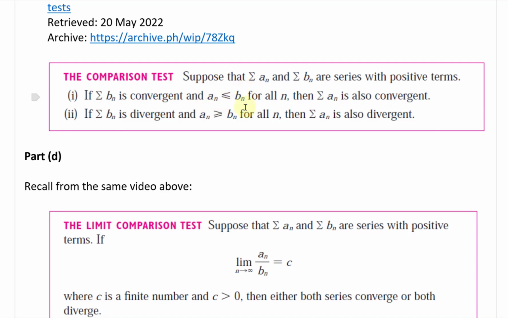The sequence terms are smaller for an, then the summation of an is also convergent. So you're comparing it with this one here. But if the summation of bn is divergent and the an terms are all greater than the bn for all n, then the summation of an is also divergent, because the terms are bigger than this one, and this one is divergent. And then for part I, the terms are smaller than those of a convergent series, so that would be convergent. All right, let's look at part D.